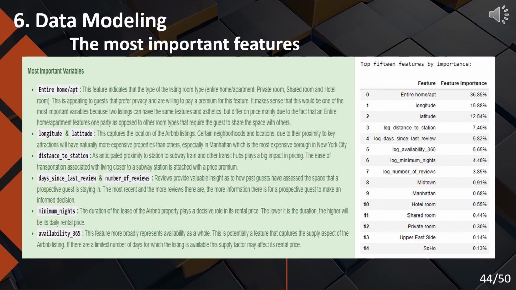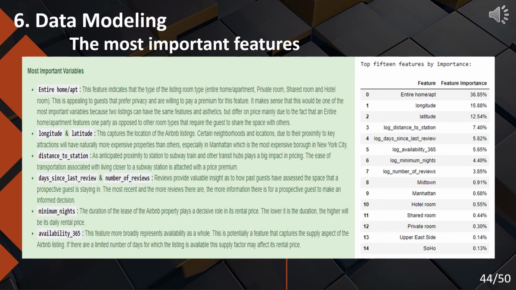These are the most important features of our dataset. Entire home/apt: this feature indicates the type of the listing room type: entire home/apartment, private room, shared room, and hotel room. This is appealing to guests that prefer privacy and are willing to pay a premium for this feature.